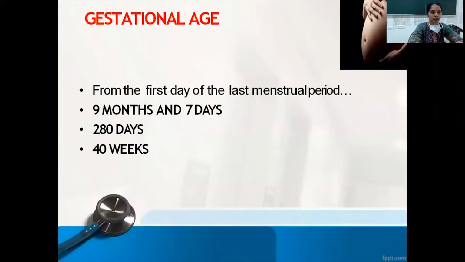And if she is pregnant, we have to calculate her gestational age. That is, how many weeks of pregnancy. We'll calculate the gestational age from the first day of the last menstrual period. And based on the gestational age, we'll give her the expected date of delivery. The expected date of delivery, from the first day of the menstrual period, is 9 months and 7 days, or 280 days, or 40 weeks.